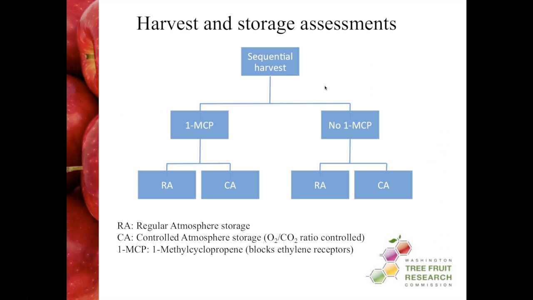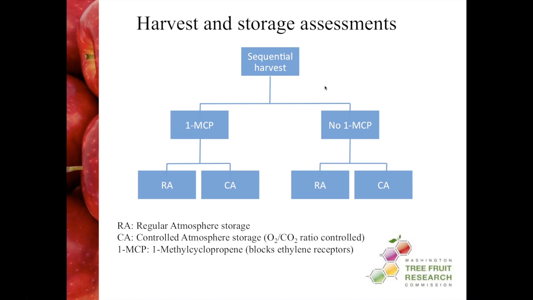Because we've got larger volumes of fruit, we can do a lot more testing, and storage assessments are key for us. We again do sequential harvest, so we'll pick the fruit over a number of weeks. We do some testing with a chemical called 1-MCP, which is an ethylene receptor blocker that the industry uses a lot now on certain varieties to help them store fruit consistently. So we test samples with and without 1-MCP.